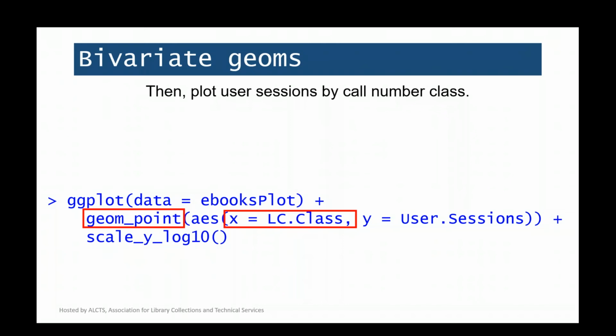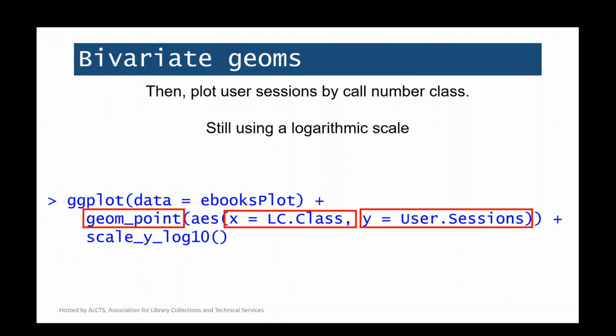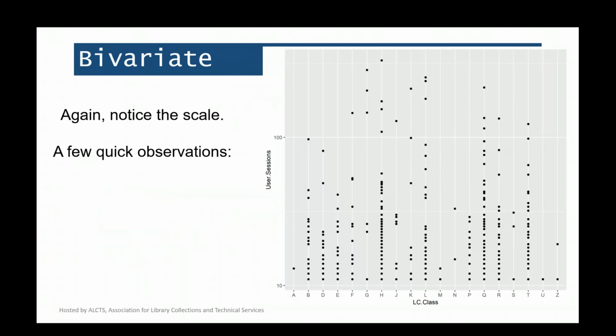I'm mapping my LC class to the x-axis. So this is going to look like that first visualization we saw where A, B, C, D, E, F, G. And then I'm mapping the amount of user sessions per ebook to the y-axis. And I'm going to go ahead and scale this one also according to a logarithmic scale. And here's what we have. As I mentioned, just another way of figuring out some underlying patterns.